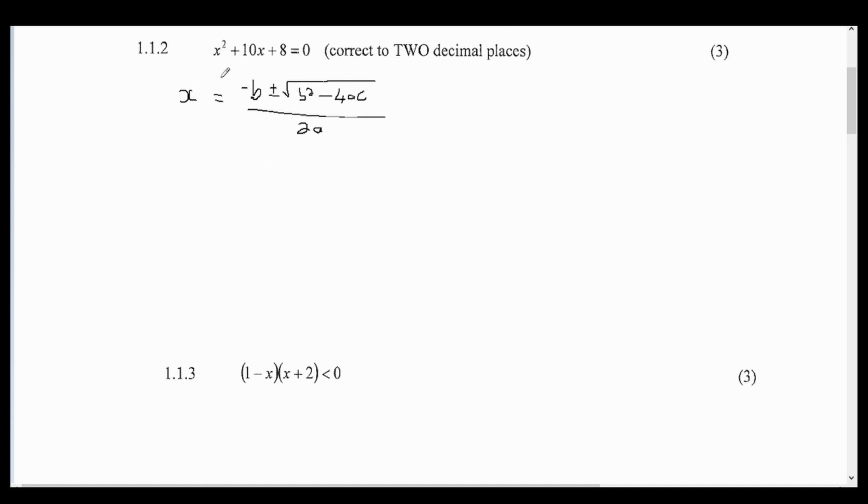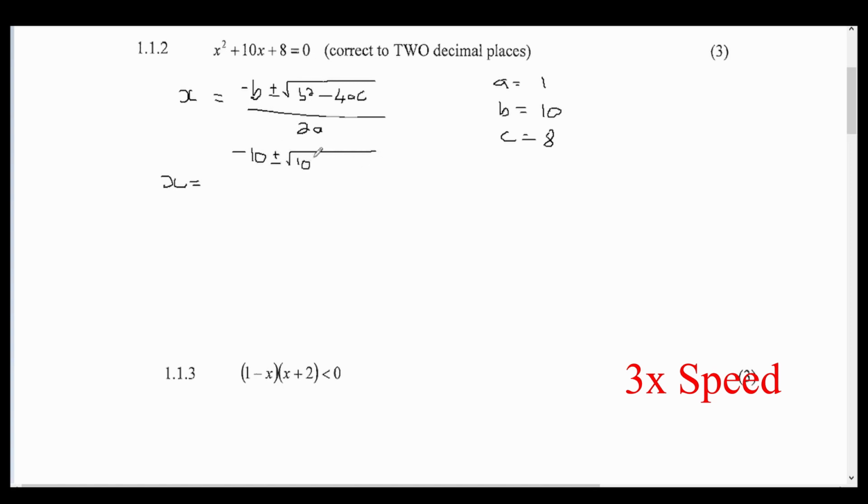Yeah, and then we substitute. Remember, let me just write on the side here. So our a value is then 1 because of x squared. Our b value is 10, and our c value is 8. Hope you can see that. So we substitute this in. So x equals minus 10 plus or minus the square root of 10 squared minus 4 times the a value 1 times the c value 8, all over 2 times 1.